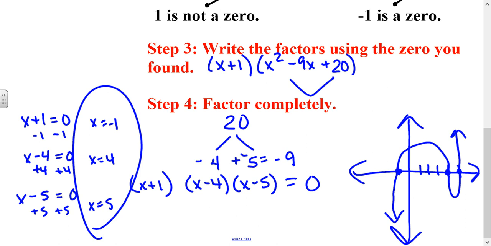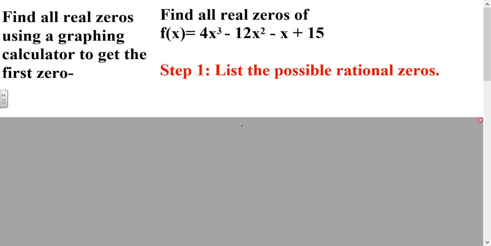Now, I know that was a long process, and if there were 12 possibilities and it took me 12 tries to guess and find one of the zeros, that would be horrible. So I'm going to help you guys out and save you some time, and let you use a graphing calculator or a picture of a graph to help you find the first zero so that you don't have to test all of them, and then you can just factor and solve and find the others.